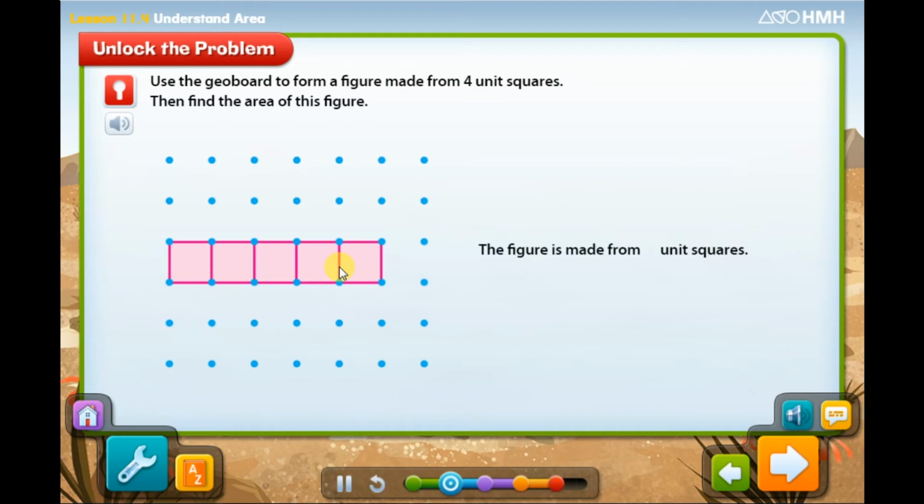How many unit squares make up the figure? Inside the figure, 5 unit squares. What's the area of the figure? The area of the figure is 5 square units.